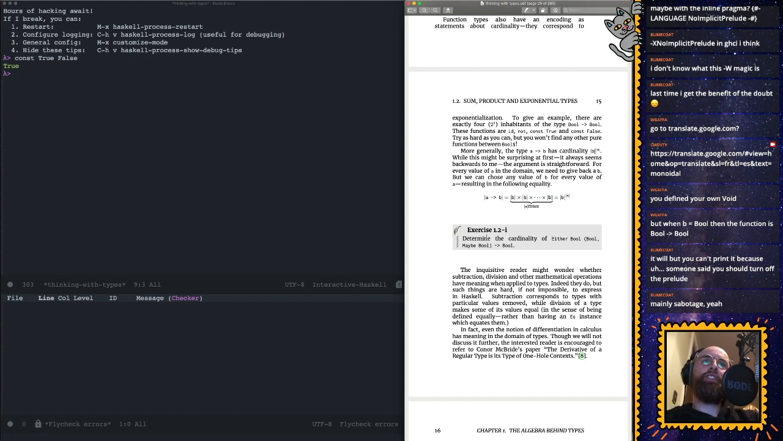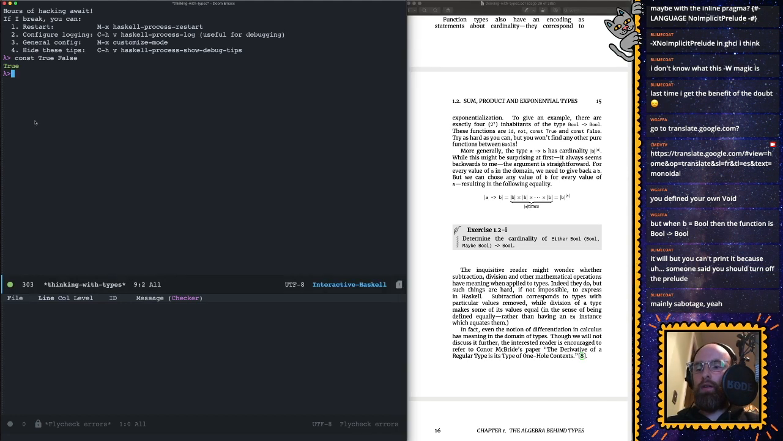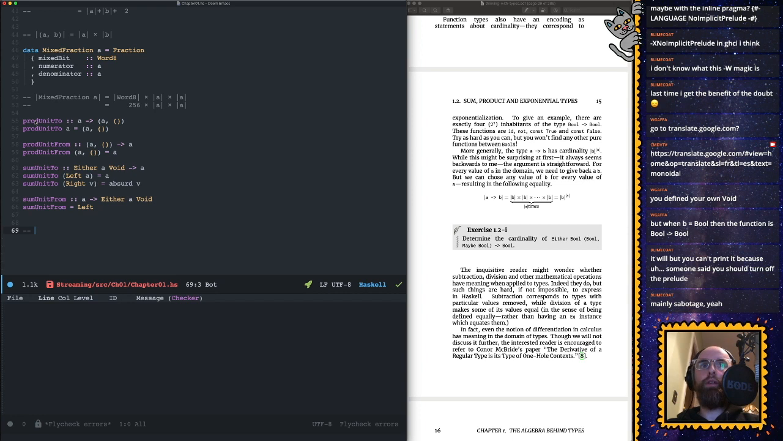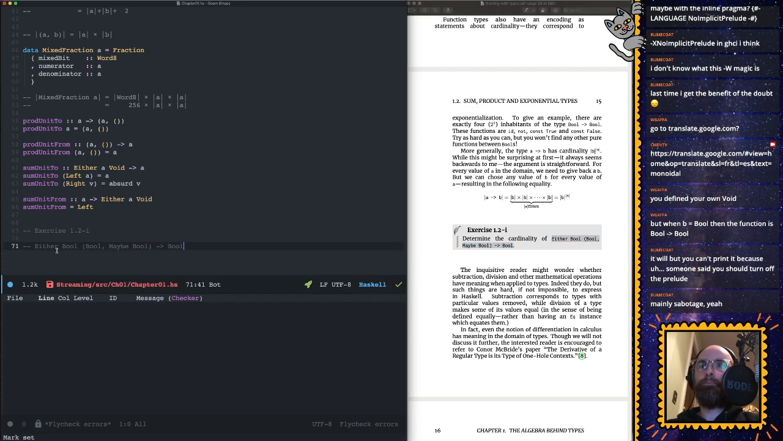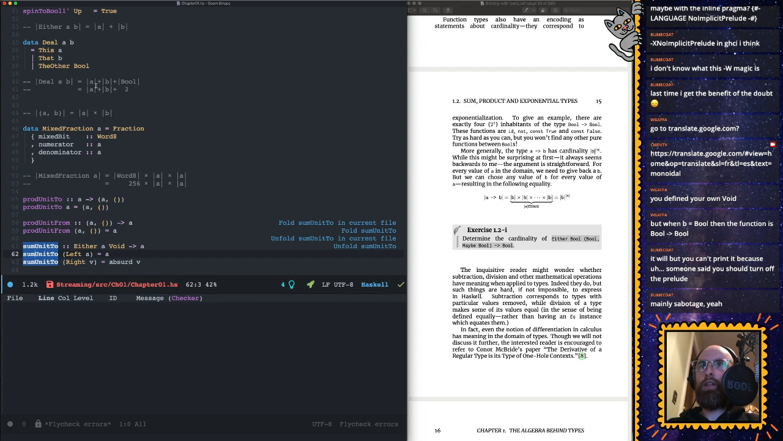That's what's essentially happening. So we've got an exercise. Here we go. So we'll do... what is it? Exercise. What are we on? 1.2. That makes sense. Cool. Determine the cardinality of Either Bool (Maybe Bool) to Bool. Whoa, this is going to be fun, isn't it? Okay, let's grab it. I reckon we've got this. So, we're going to have to split things up, aren't we? So we know that if we look at Either, it was like a product, wasn't it?